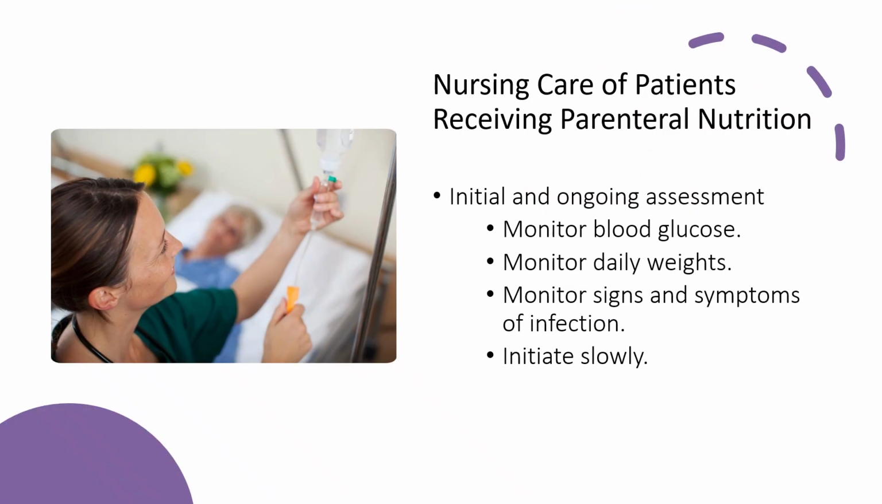So this is an important slide because this is the nursing care of the patients receiving parenteral nutrition. So the initial ongoing assessment when someone has TPN running is to monitor the blood glucose regularly, and this is due to the risk of hyperglycemia because of the glucose in the solution as the main carbohydrate. We also want to track daily weights to evaluate fluid balance, weight gain or loss, and nutritional status.